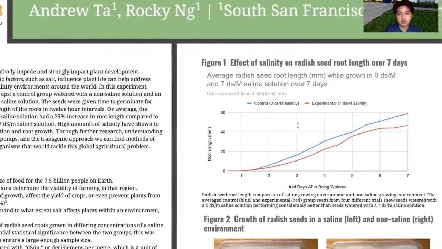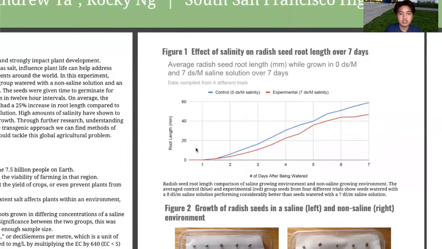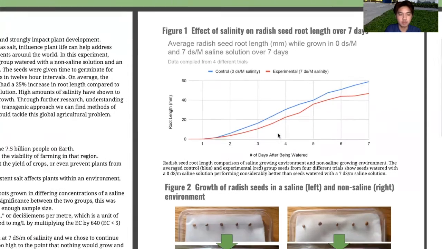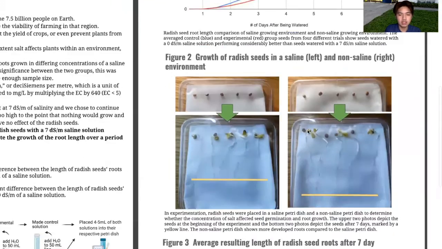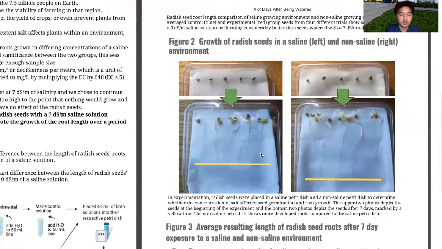As seen in Figure 1, over the span of 7 days, our non-saline control group exhibited higher rates of root development than our saline experimental group. We calculated that the saline seeds had a 25% decrease in root length compared to the non-saline seeds. And Figure 2 highlights the noticeable differences between the root length of the two groups.